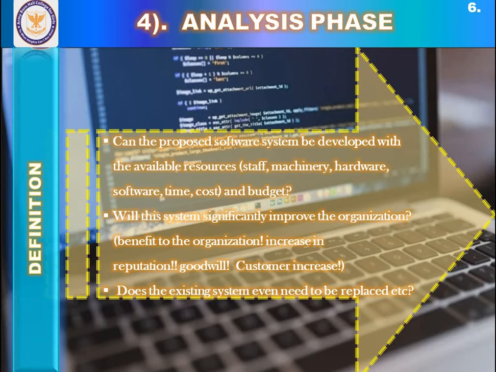So certain questions would be analyzed during this analysis phase. The project team asks the following questions during the analysis phase. Number 1, can the proposed software system be developed with the available resources, as talked about earlier? The project manager is going to analyze whether the proposed system can be developed with the available staff, machinery, hardware, software, time, cost and budget.